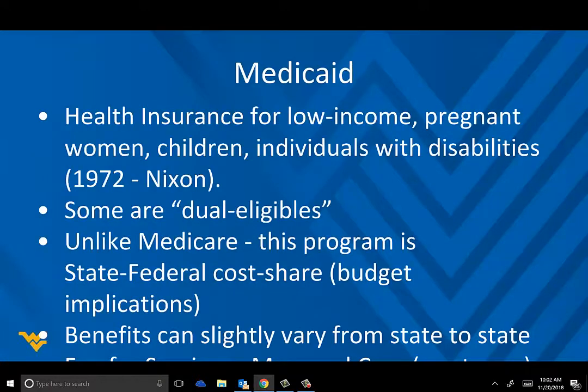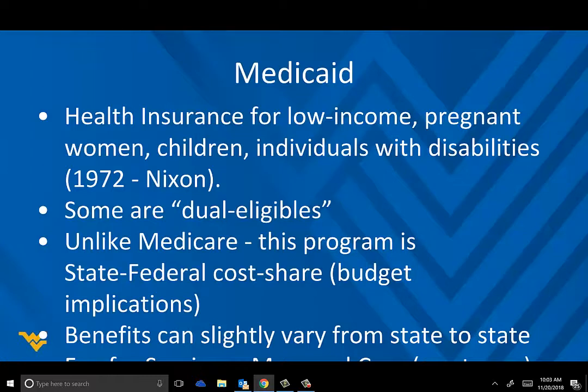Medicaid, on the other hand, is health insurance for people who have lower incomes. And then there's some higher eligibility criteria for women who are pregnant, children, and individuals with disabilities. The disability piece, again, kicked in with President Nixon. The children's piece we use is called CHIP, the Child Health Insurance Program. There are a lot of individuals in the United States who are what we call dual eligibles. They have both Medicaid and Medicare.